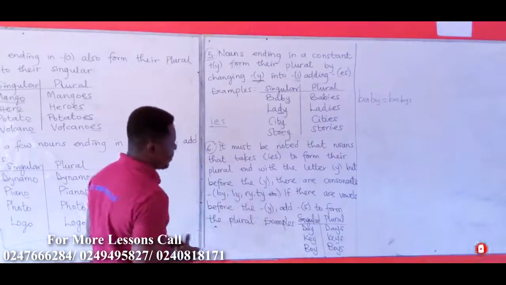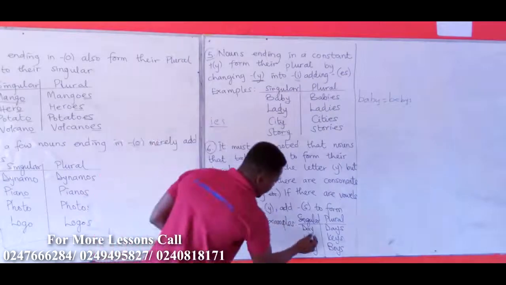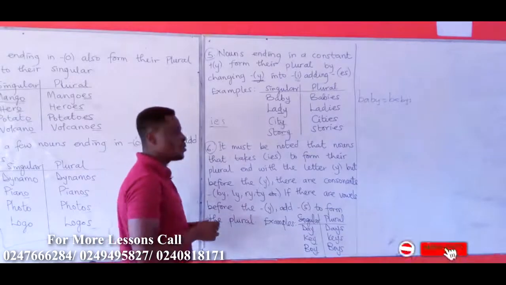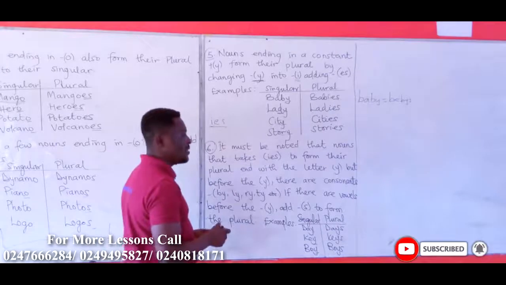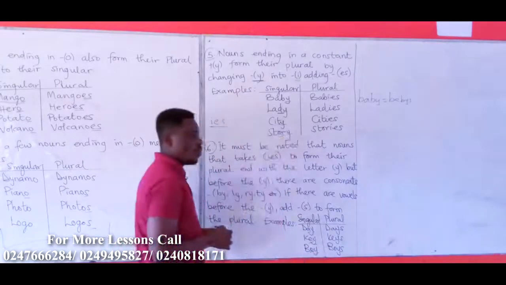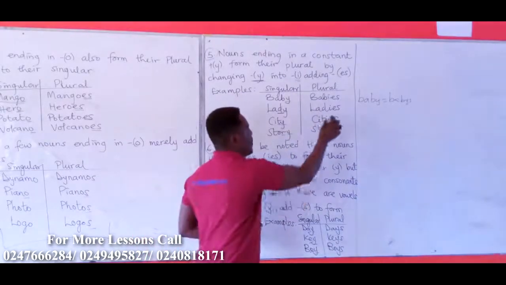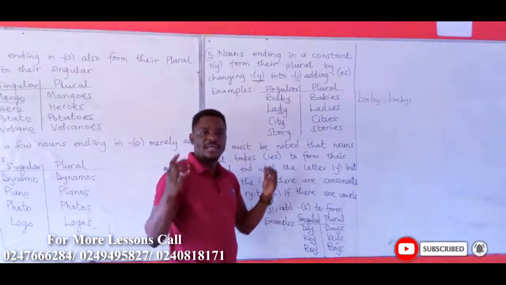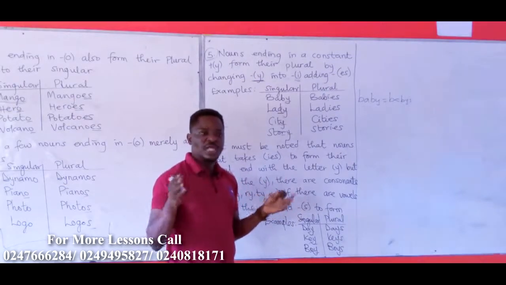There are other nouns that also end in y. The examples here. We have other nouns that also end in y. But the thing is that before the y, there is a vowel. When you see this, you don't add ies to form the plural form, but you rather add what? S. You add s. So you have to be mindful of the two categories.